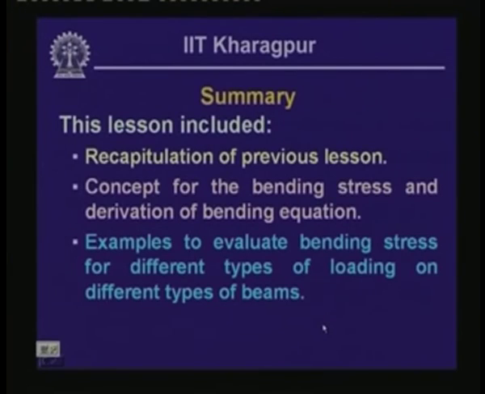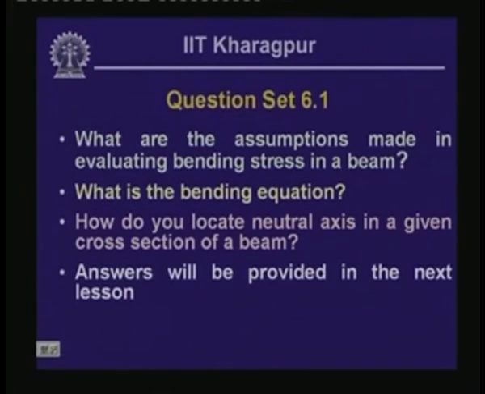Well, to summarize then, in this particular lesson we have looked into the previous lessons' aspects. We have introduced the concept of bending stress, and we have derived the bending equation, and also we have looked into some examples to evaluate the bending stresses in a beam. Now, these are the following questions given for you. What are the assumptions made in evaluating bending stress in a beam? What is the bending equation, and how do you locate the neutral axis in a given cross section of a beam? We will give you the answers for these questions in the next lesson. Thank you very much.